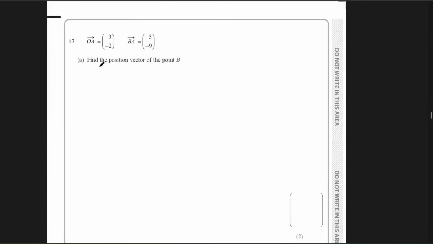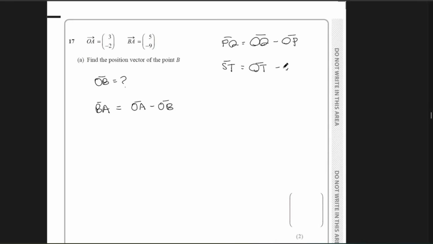Question 17. So we've been given 2 vectors OA and BA. Question A, find the position vector of the point B. So we need to find vector OB. How do we find it? So if we look at vector BA, we can say vector BA is the same as OA minus OB. Just like if we have, for example, vector PQ, we can say this is equal to vector OQ minus OP. If we have vector ST, we can say it's equal to vector OT minus OS, just like that. So BA is equal to OA minus OB.